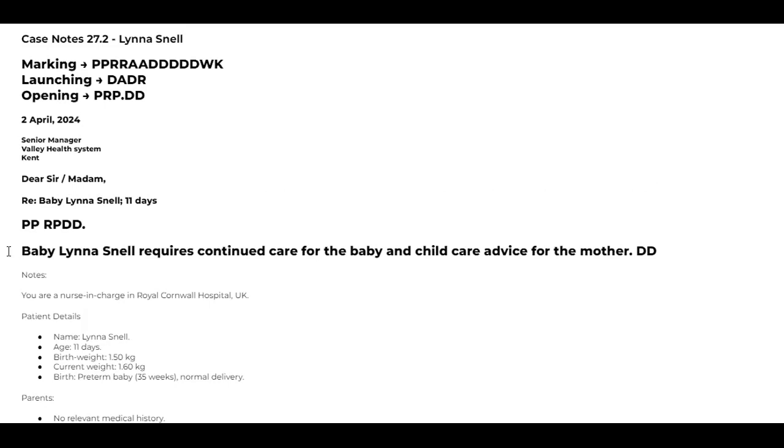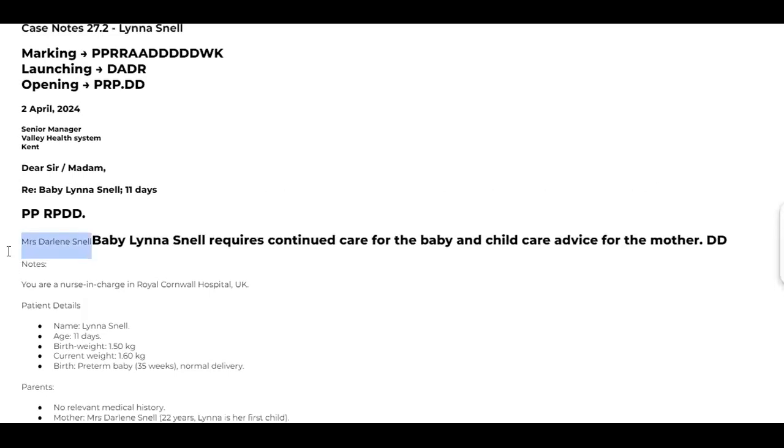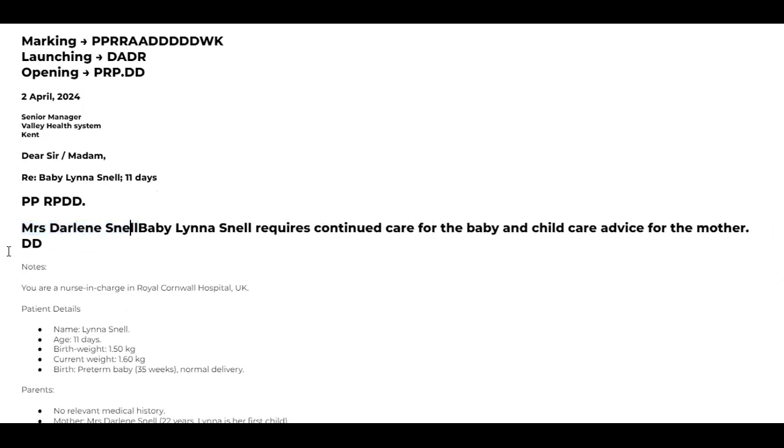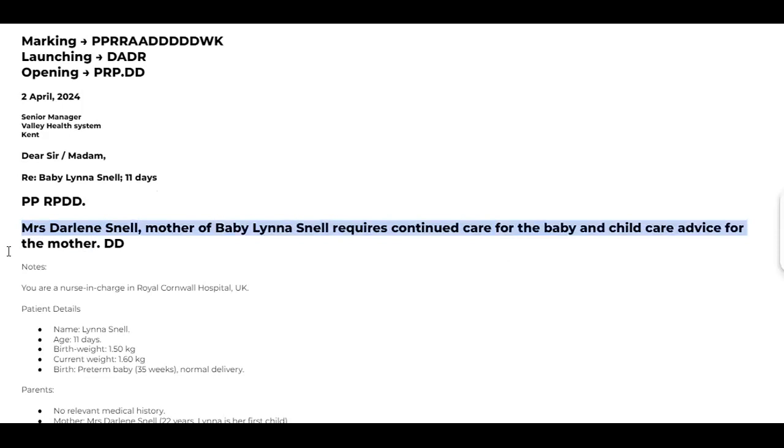Let's take this one now. Mrs. Darlene. If we are starting this way, always remember this method is the best one for mother-baby combination. So Mrs. Darlene Snell, comma, mother of baby Lina Snell requires continued care, sorry, continued care advice. Basically, there's a problem. Care for the baby and child care advice for, because OET has very clearly said that we do not have 2 patients at all. They will not give us 2 patients. Now we have to make some modification for that. Can somebody suggest any modification for that?